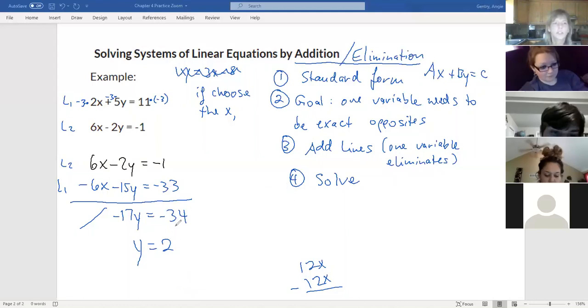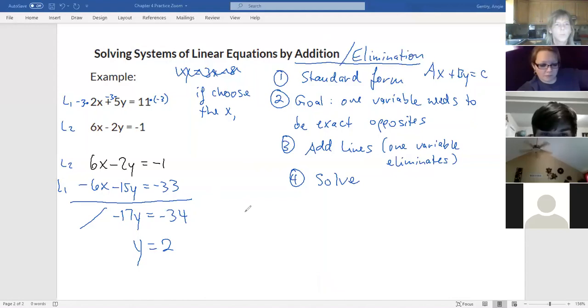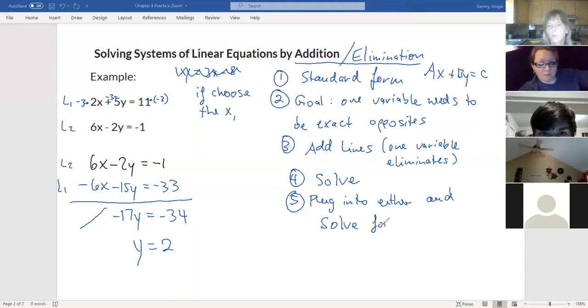And then if y is 2, you plug it into either. Which one do we want to plug it into? You have to make lots of decisions on these kinds of problems. So I'm going to use the one with the 1 and not the one with 11. Is that okay for you guys? You plug it into either. So you solve, and then you plug into either and solve for the remaining unknown. I know my handwriting is not good.